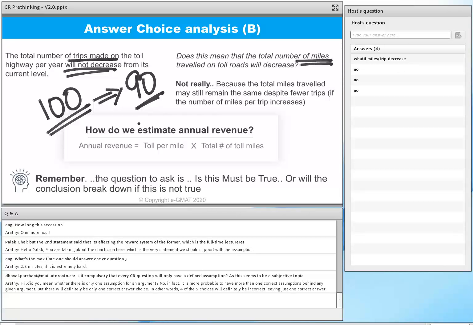Why? Because despite those 90 trips, if you're spending more time on each trip, okay, which is why, so then the question is, what's the assumption? What's the definition of an assumption?